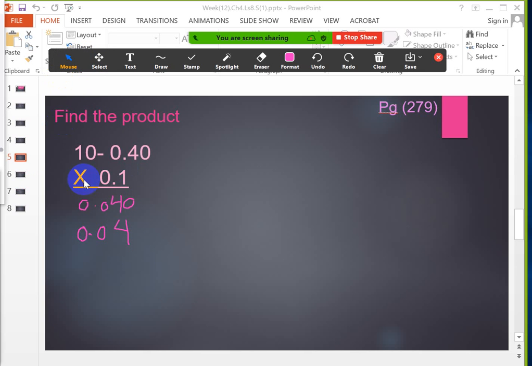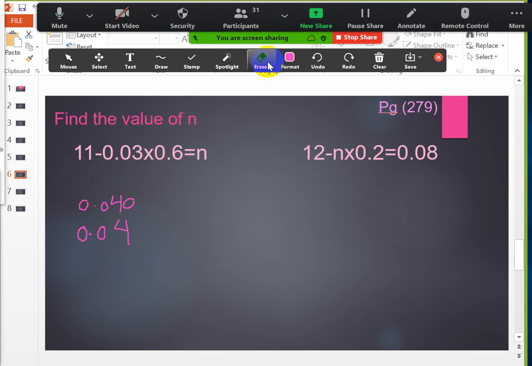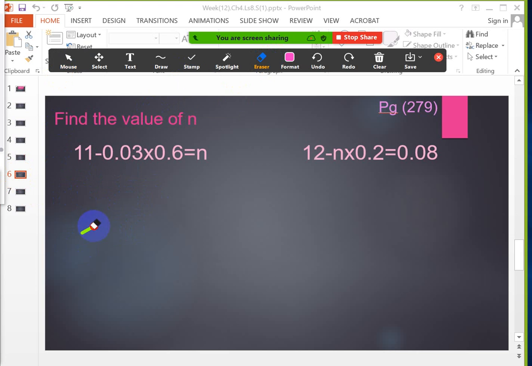Okay, now girls, look at this example. I will solve this example for you. First thing, find the value of n. Find the value of n. Actually, I like this example. I like those questions. So how will I find the value of n?